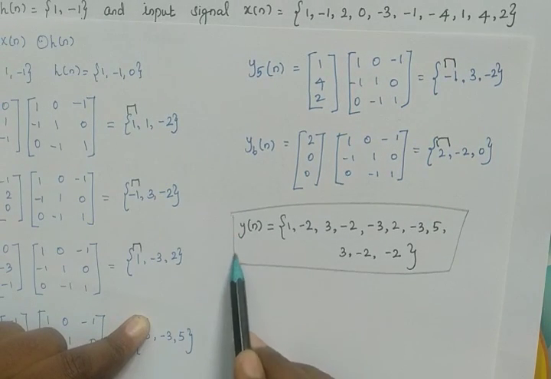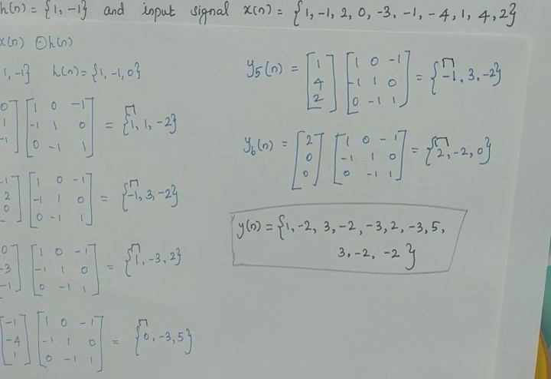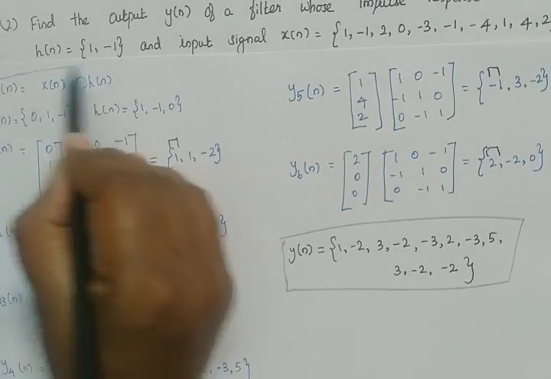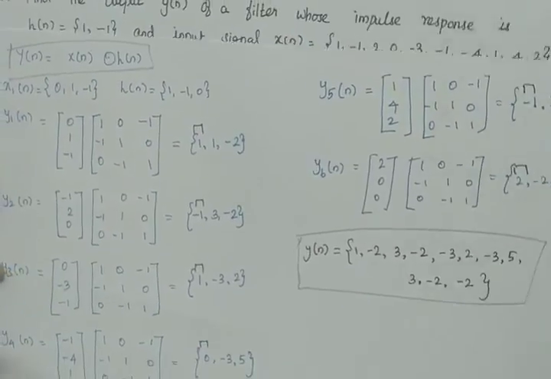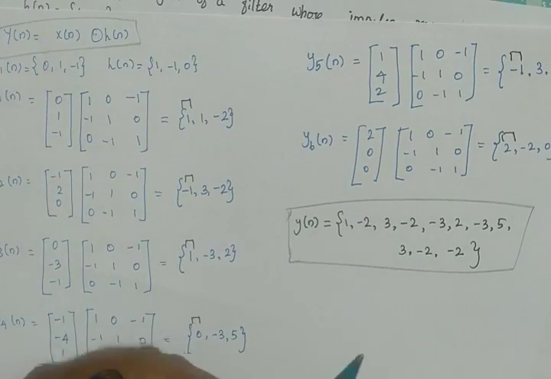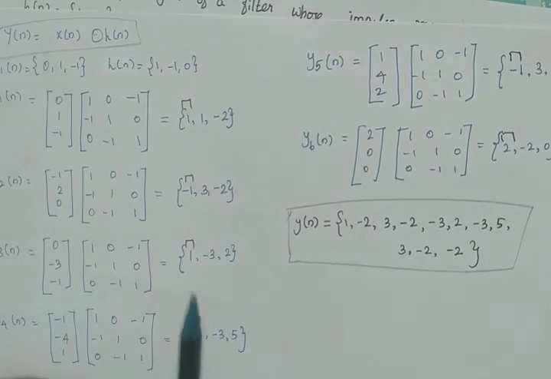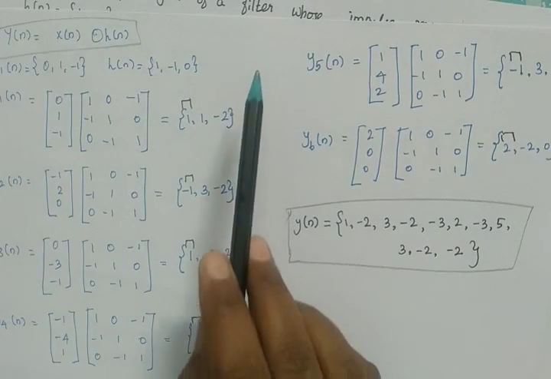You can check this in the overlap add method also, because we have solved the same problem. So we can check this in the overlap save method. That's it. This is how we have to perform the circular convolution, and this is how we have to perform this overlap save method.